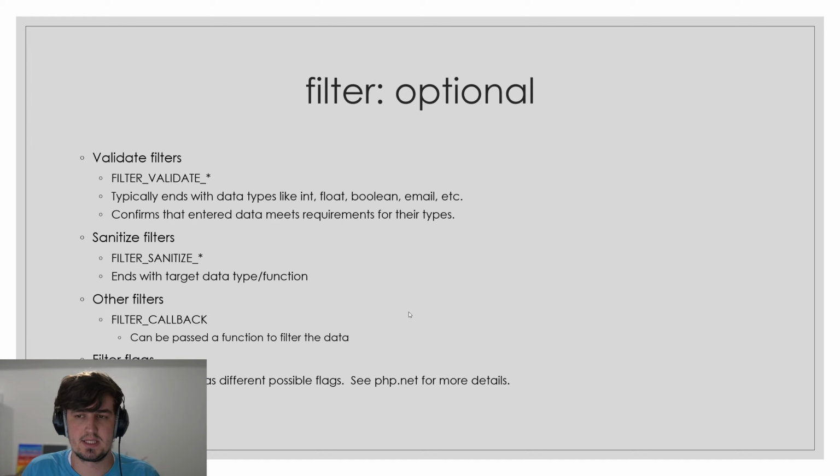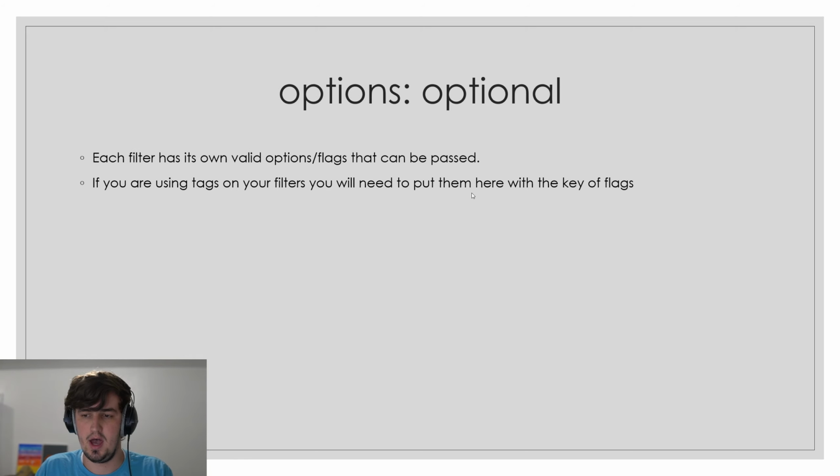And then there are flags, which you can look into a little bit more on php.net. Each filter will have its own flags that it can use, and so those will actually be in this options parameter that you can pass in. And so each option will basically be either an integer, an object, or an array.